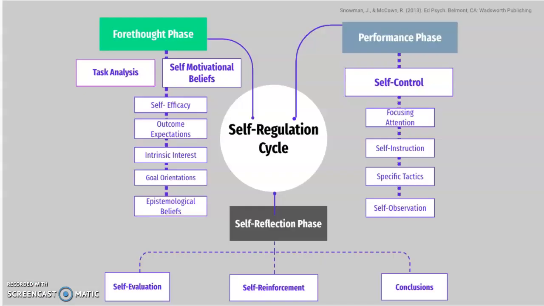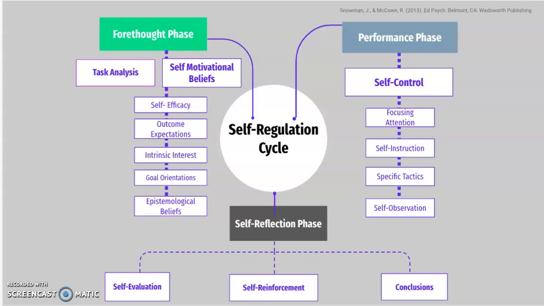So in my concept map, you'll see in the center the self-regulation cycle, and it has three components to it. So forethought phase, performance phase, and self-reflection phase. In the forethought phase, this basically occurs before the person begins a task, and this includes two components that you'll see below: task analysis and self-motivational beliefs.